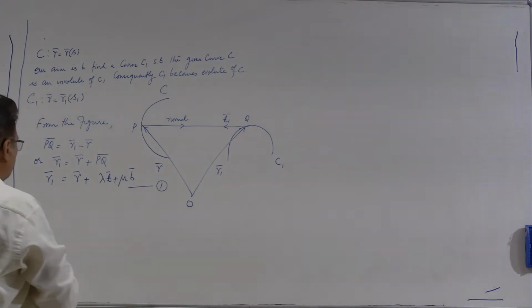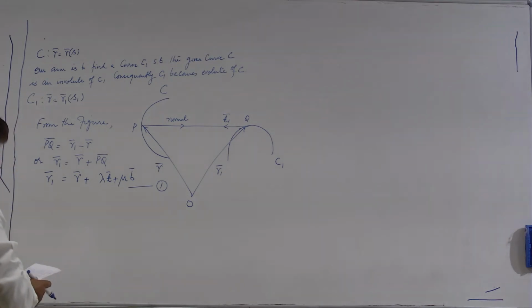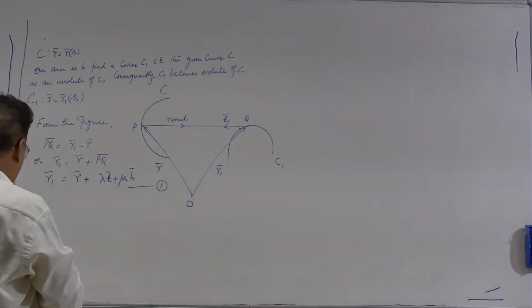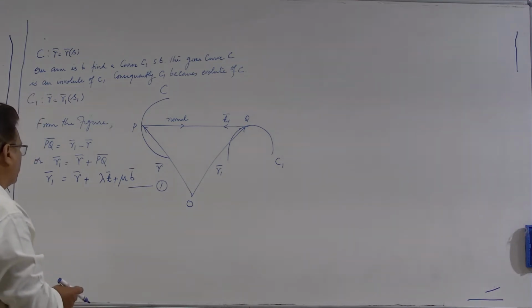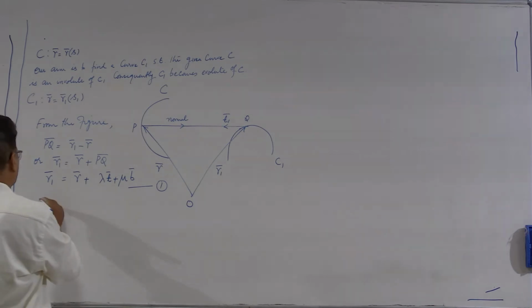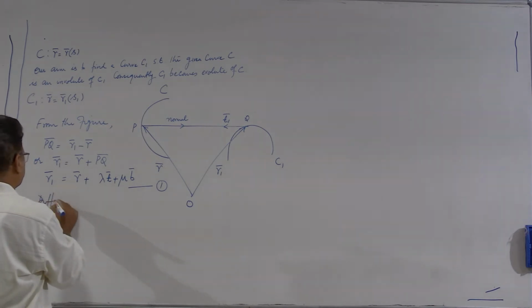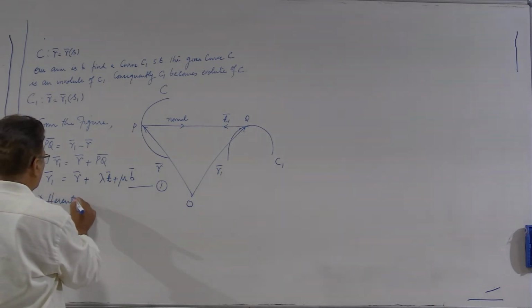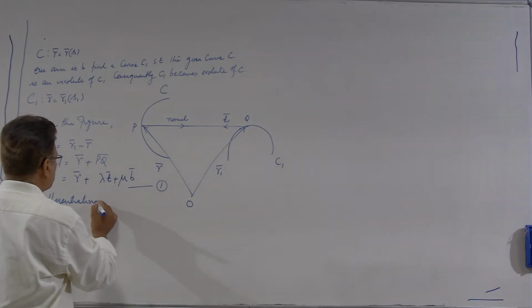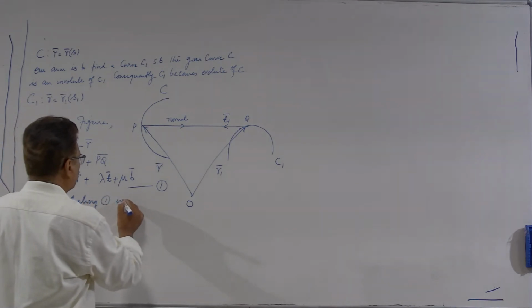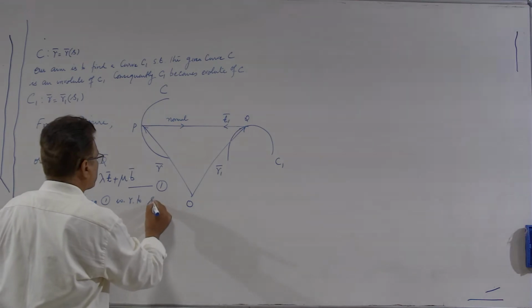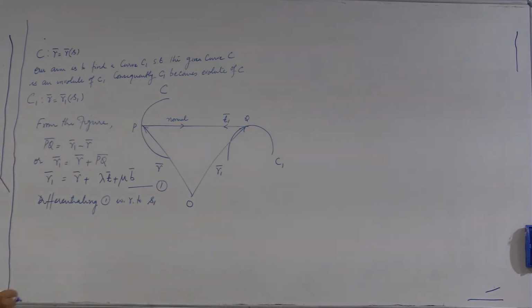So, we start computing lambda and mu. What do we do? We differentiate this equation with respect to S 1. So, differentiating with respect to the parameter S 1. S 1 is the parameter of the curve C 1.